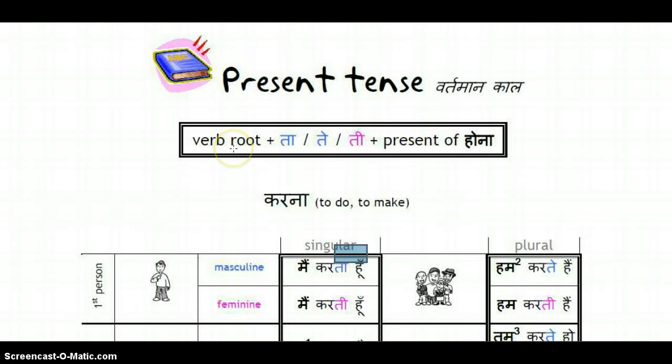The first thing is the verb root. The second thing is the endings of the first part of the verb, and they are ta, te, and ti. Ta is for the masculine singular, te is for the masculine plural, and ti is for the feminine. And then you just need to add the present tense of hona, to be, which we're going to see in just a few minutes.